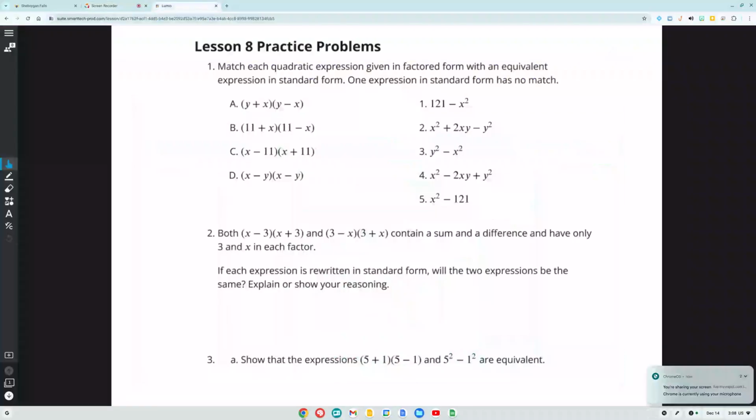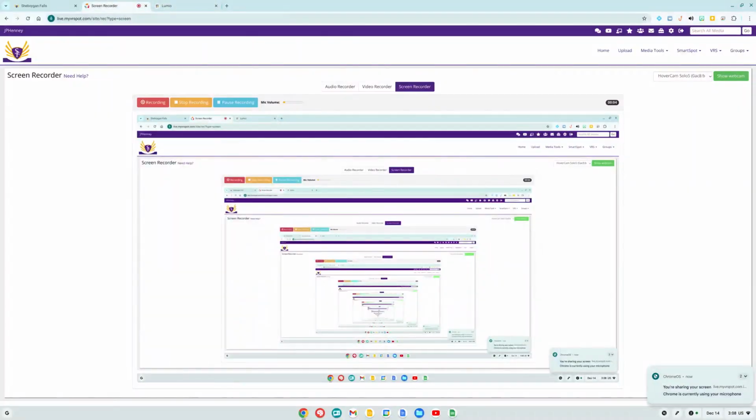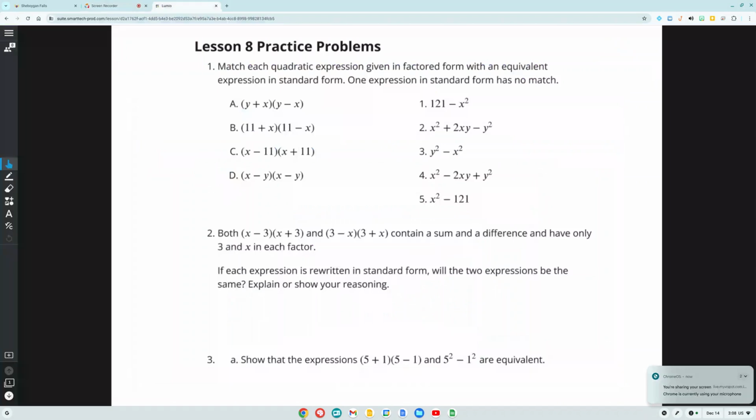All right, here we go. Our 8th lesson's homework assignment. We had a lesson on differences of squares, and that's really what the first question is asking about. It says match each quadratic expression given in factored form with its equivalent expression in standard form. One expression in standard form has no match.